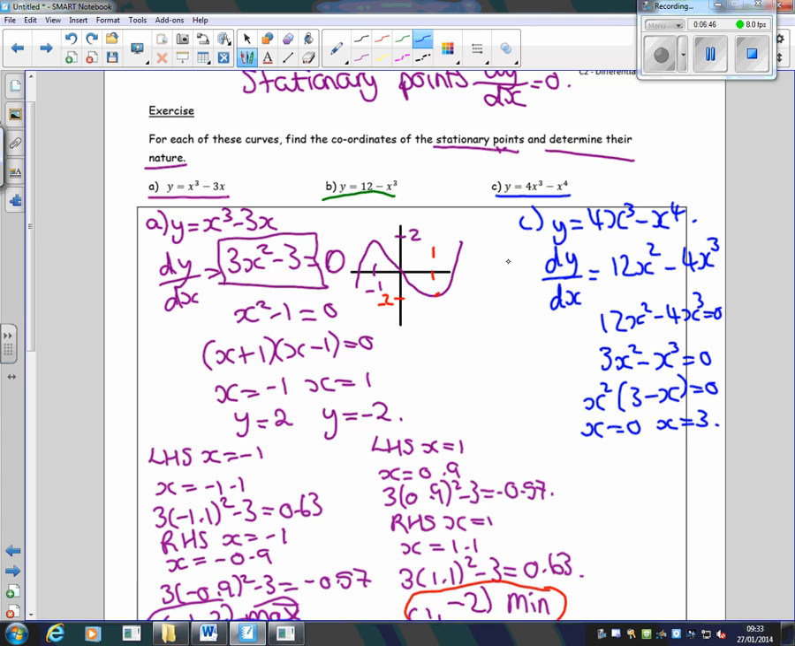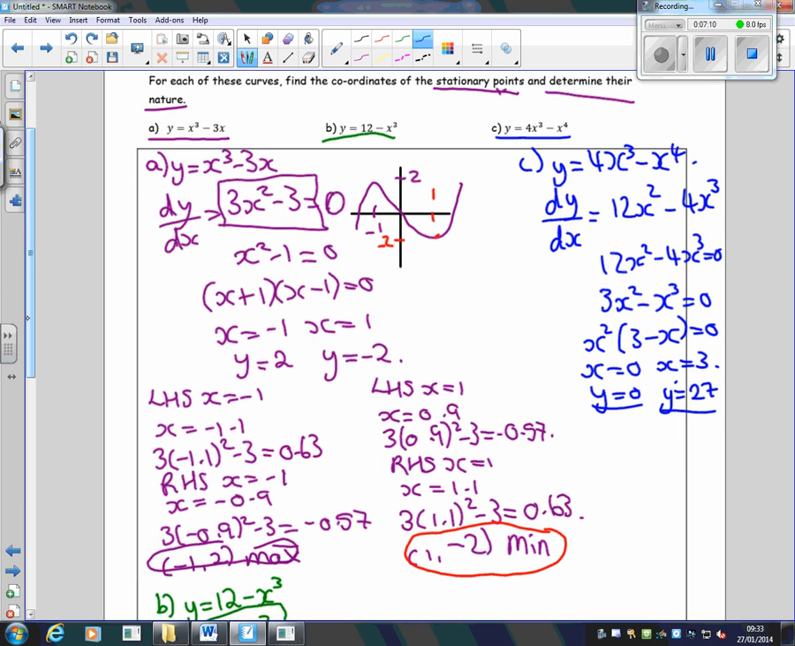So when x equals 0, we end up with y equals 0 for our y value by substituting it back into the original equation. And when x equals 3, we end up with 4 lots of 3 cubed minus 3 to the power of 4, which gives us the y value 27. So now we need to determine the nature of each of these turning stationary points.